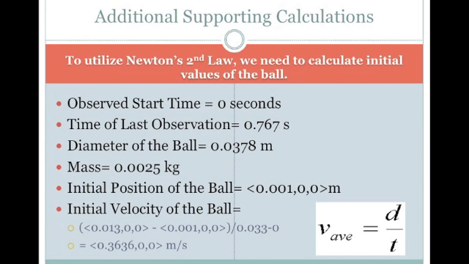Here we can see additional calculations surrounding Newton's second law. The observed start time was 0 seconds, and the time of last observation was 0.767 seconds. The diameter of the ball was 0.0378 meters, and the mass of the ping pong ball was 0.0025 kilograms. Using the first two data points from the data calculated from Tracker, I was able to calculate the initial velocity as well as the initial position of the ball shown here. I also included the calculation showing the relationship of average velocity being distance over time for further clarification.